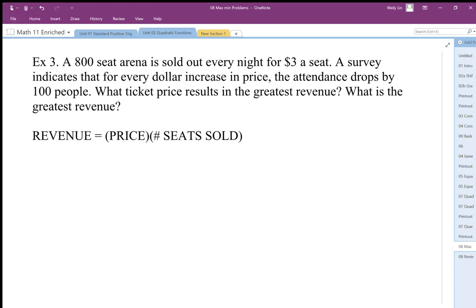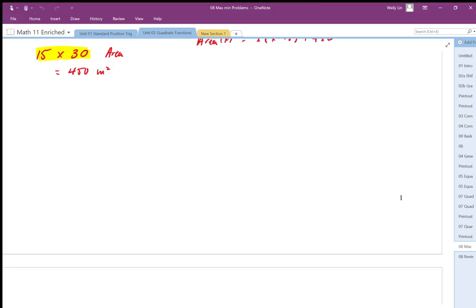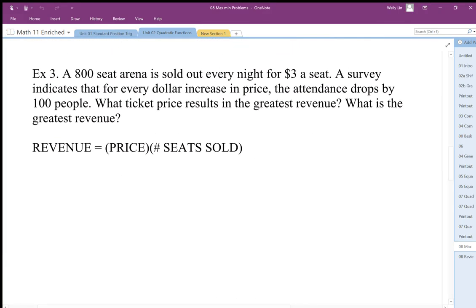So in this problem here, we have an 800 seat arena sold out every night at $3 a seat. They figured that they can make more money if they sell the seats at a higher price. However, as they increase the price, the attendance is going to drop, because it's more expensive, so fewer people are going to want to come. The survey indicates that for every dollar increase in price, the attendance drops by 100 people. So what ticket price results in the greatest revenue?